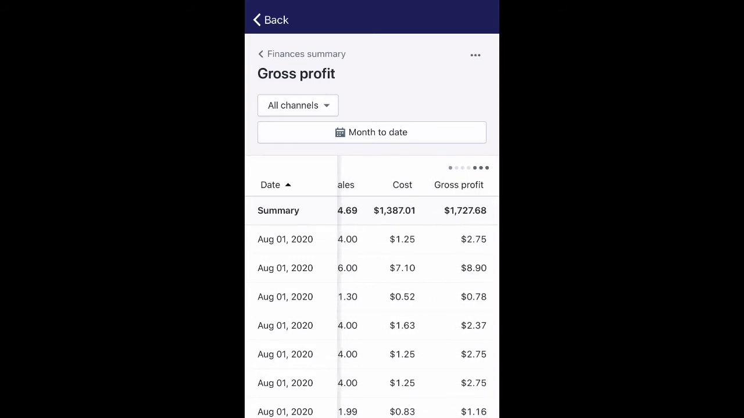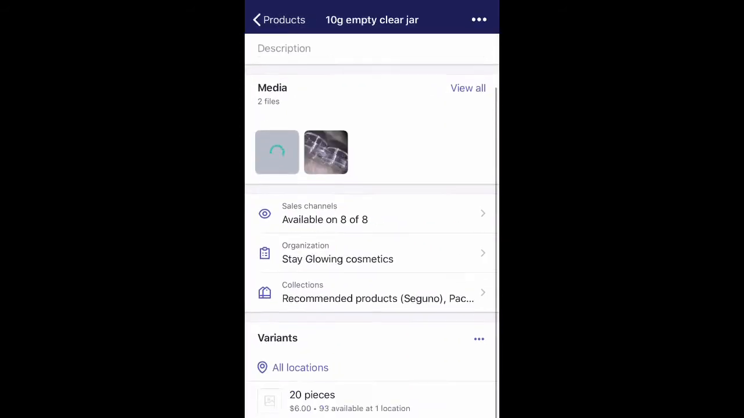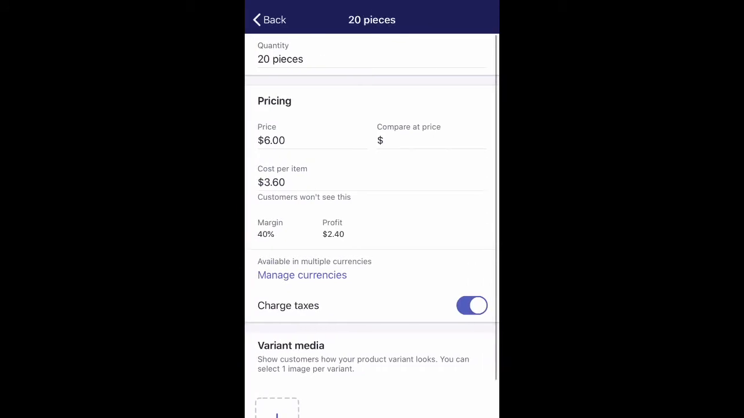So you see how I get all this information because I put the cost of my products in for each of my products. Here I'm going to show you my 10-gram empty clear jar, I put the price of it. See, it tells you right here the cost per item. The cost of 20 pieces for me would be $3.60. Normally for all of my products, I'm at a 50% profit margin or above, or a little bit above. I never go above 52% profit margin, but this one I'm only at 40%. And it tells you I'm at a 40% profit margin, and my profit is $2.40, and I charge $6 for 20 pieces of the empty 10-gram tubes and empty 10-gram jars.